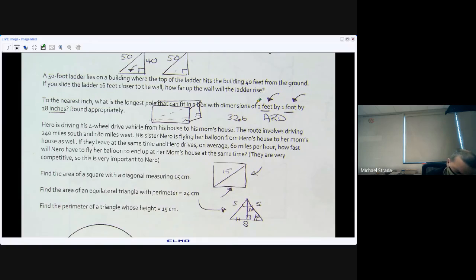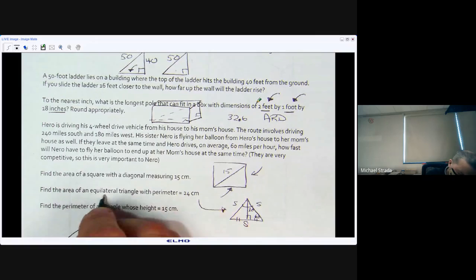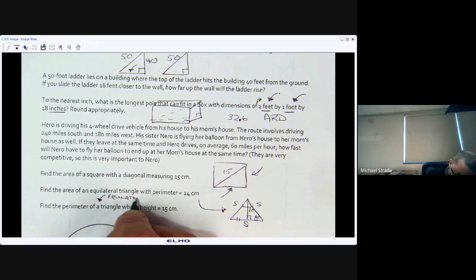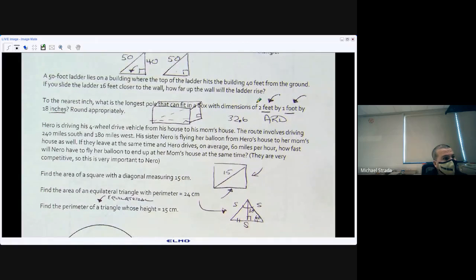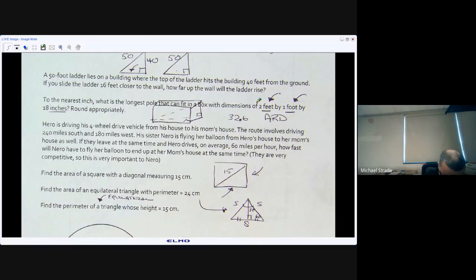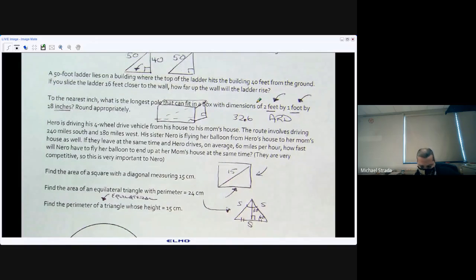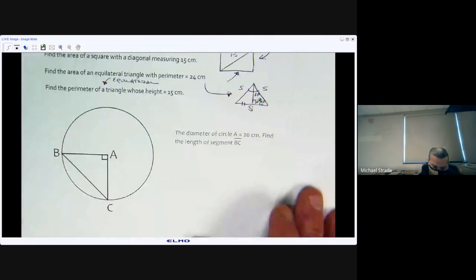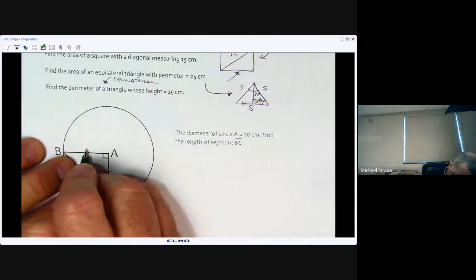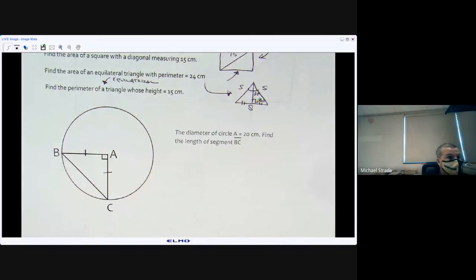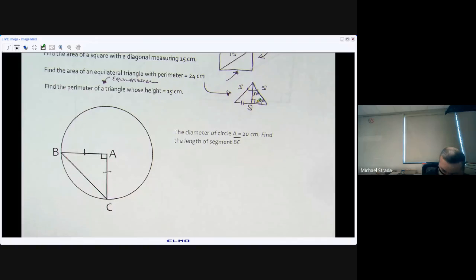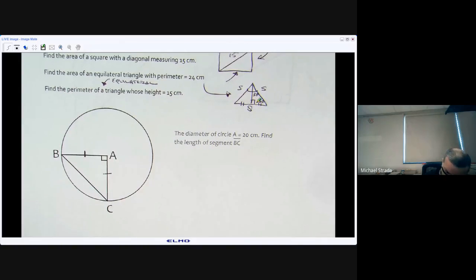All right, find the perimeter of a triangle whose height is 15 centimeters. You can skip that one if you'd like, or you can make it an equilateral triangle. It's up to you. All right. They would need to give me more information, and so we'll do that. All right. When working with a circle, please realize all radii are congruent. So when the angle between the radii is 90 degrees, you got an isosceles right triangle.